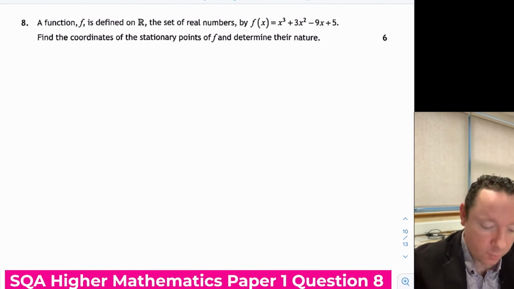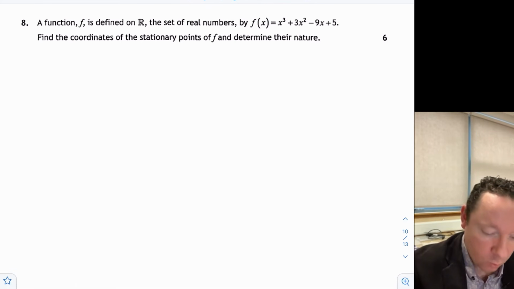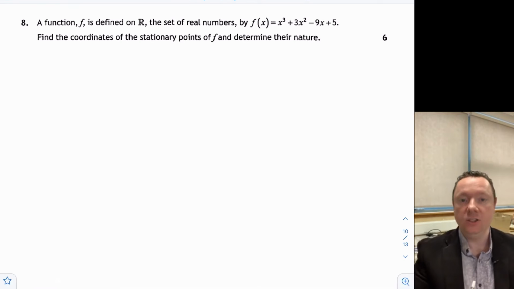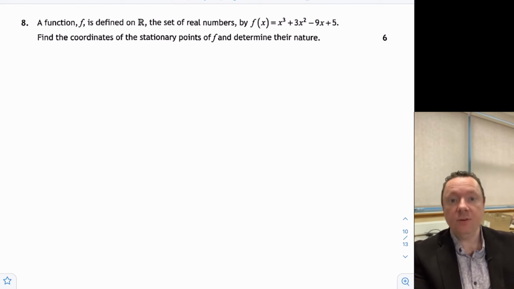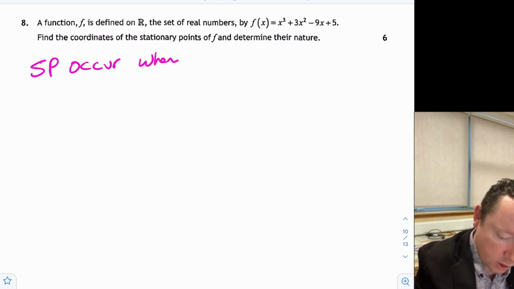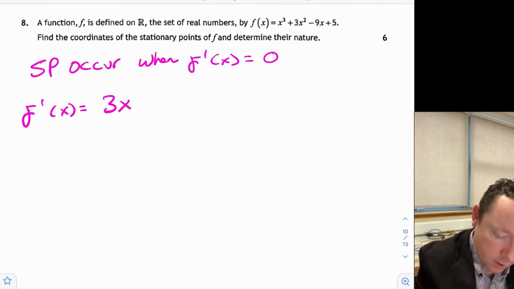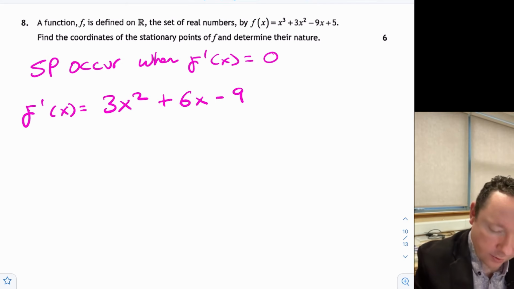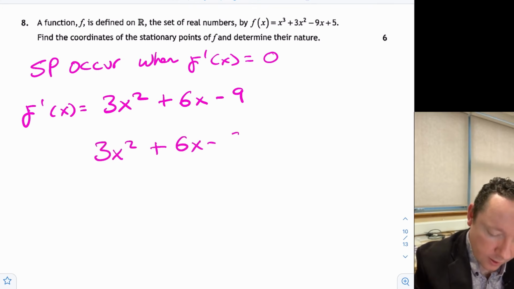SQA Higher Maths 2023 Paper 1 Question 8. A function is defined on a set of real numbers by f(x) = x cubed plus 3x squared minus 9x plus 5. Find the coordinates of the stationary points of f and determine their nature. Stationary points means derivative equal to 0. So we can write stationary points occur when f dash x equals 0. So f dash x is equal to 3x squared, 2 times 3 is 6, so 6x minus 9, and then the 5 disappears. So we're saying 3x squared plus 6x minus 9 equals 0.